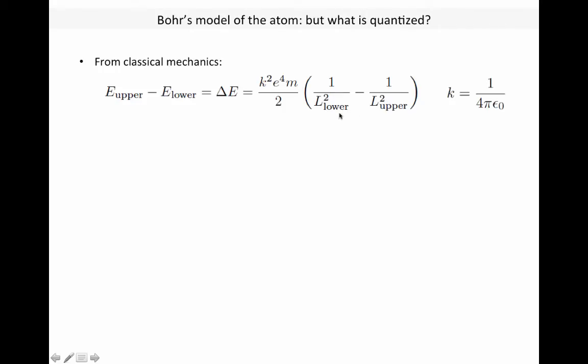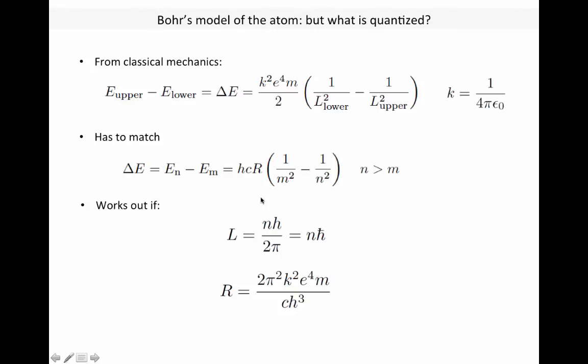What is L? Well, L is the angular momentum of the orbit. So L lower is the angular momentum of the lower orbit. L upper is the angular momentum of the upper orbit of the electron. So this comes from very simple circular motion, which is derived in the supplemental reading that you'll do. So in order for Bohr's model to work, this has to match this empirical formula that we just derived. Okay, so we have to ask, do these two match?